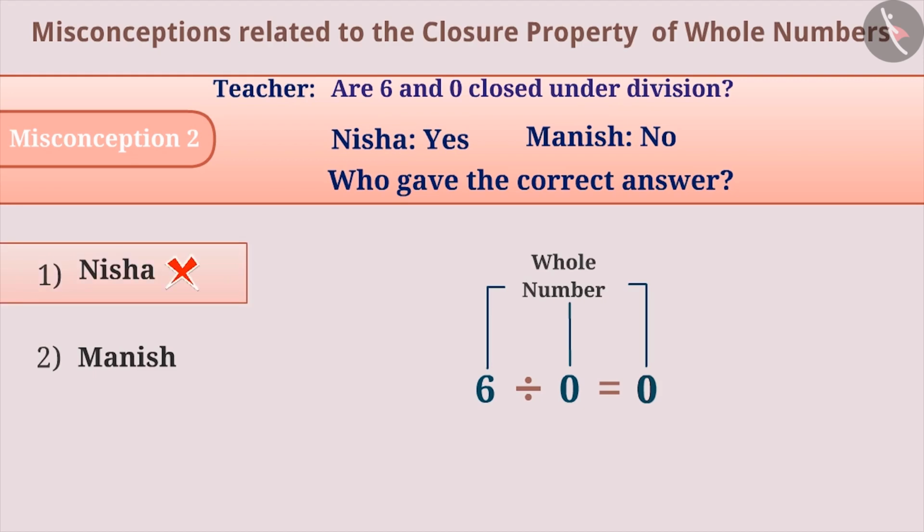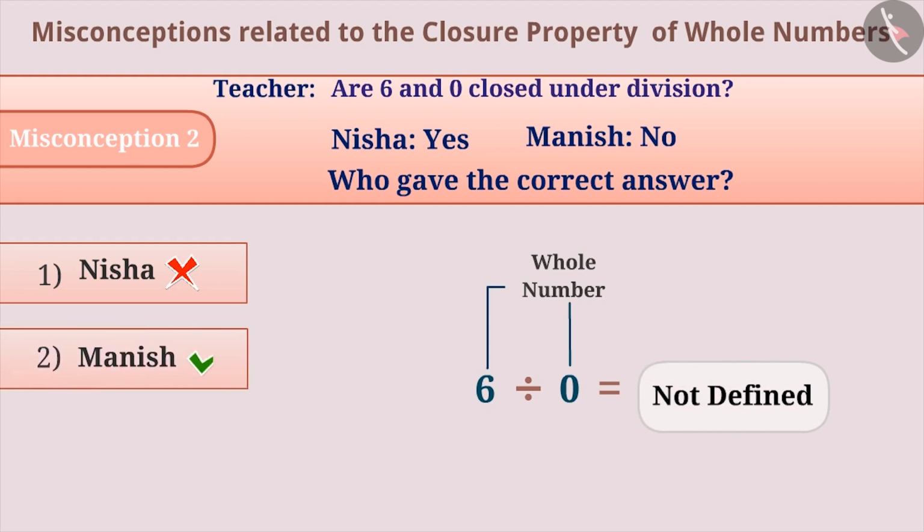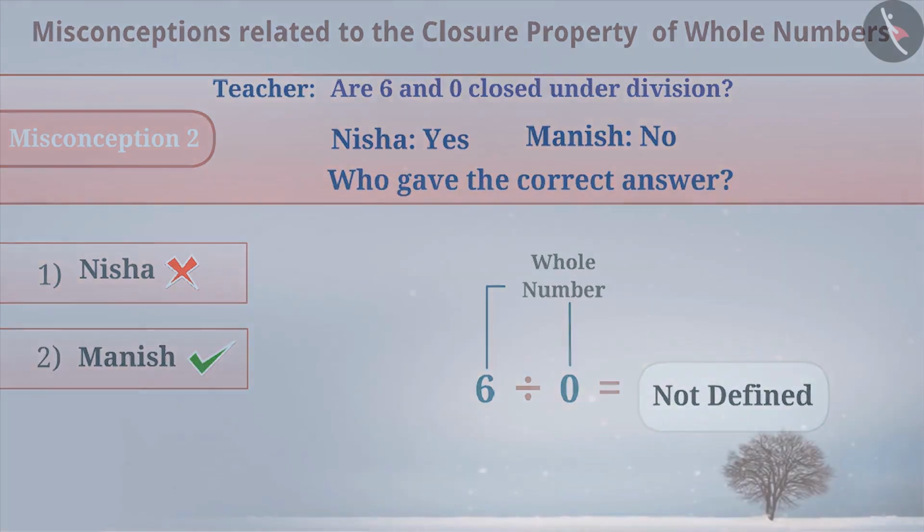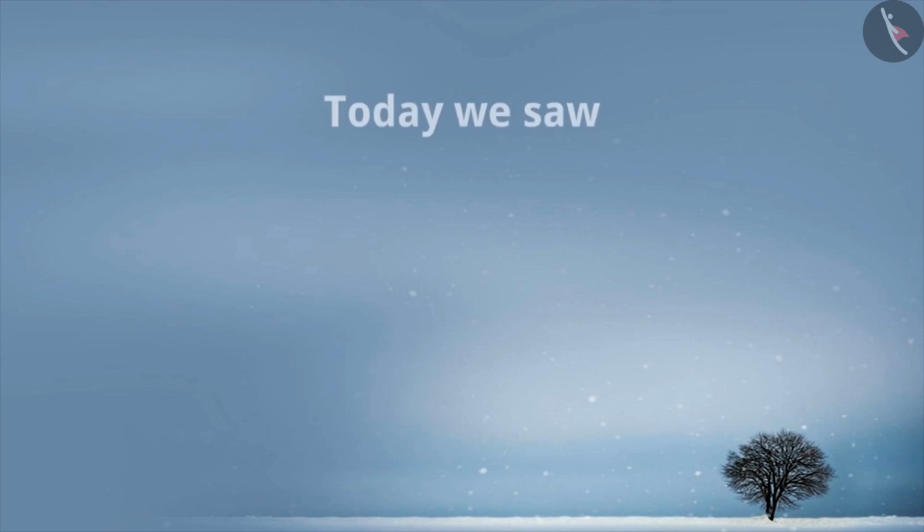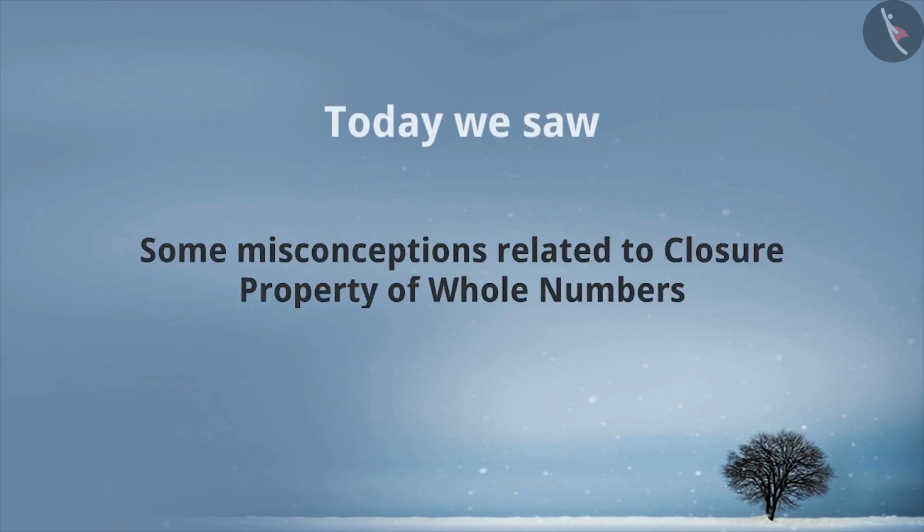The correct understanding is that division of 6 or any other whole number by 0 is not defined. Hence, option 2 is the correct answer. In today's video, we saw some misconceptions related to the closure properties of whole numbers.